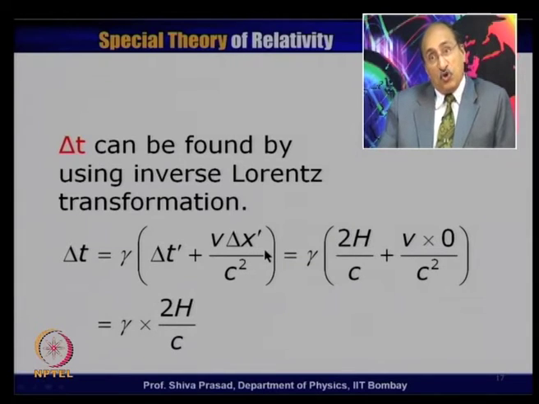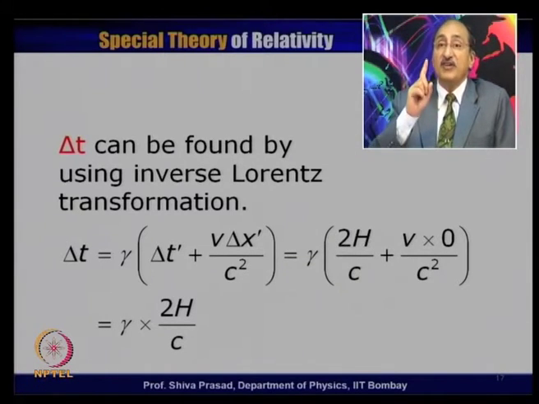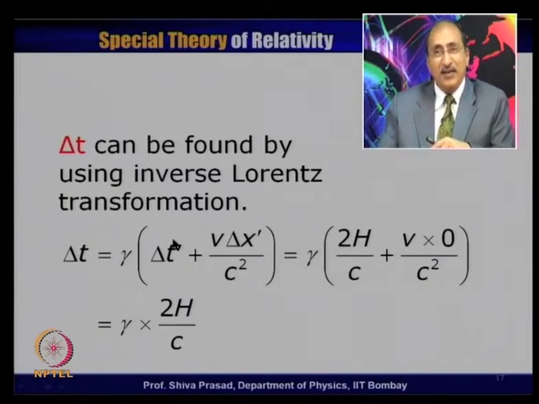Delta x prime was 0 because as far as the observer in S prime is concerned, the coordinates of both the events were the same. Therefore, delta x prime was 0. So, this becomes equal to 0, and delta t prime was equal to 2h prime by c, and because h prime is equal to h, I have written this as just 2h by c. So, this becomes gamma times 2h by c. So, according to the observer in S frame, the time interval between these two events is not 2h by c, but gamma times 2h by c.